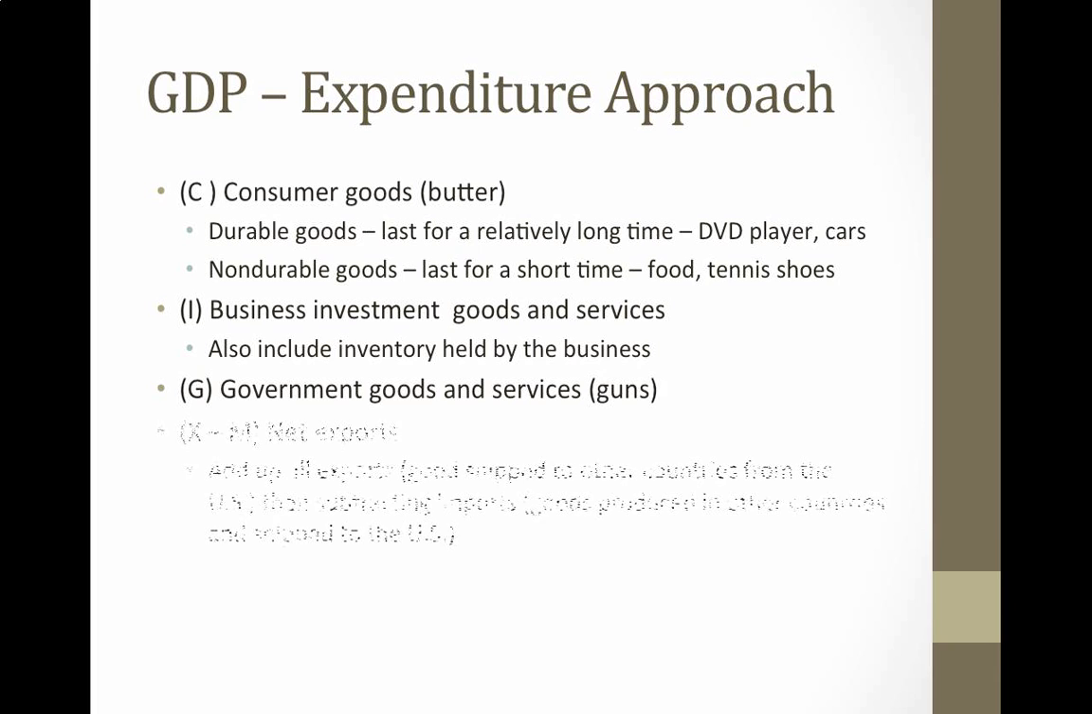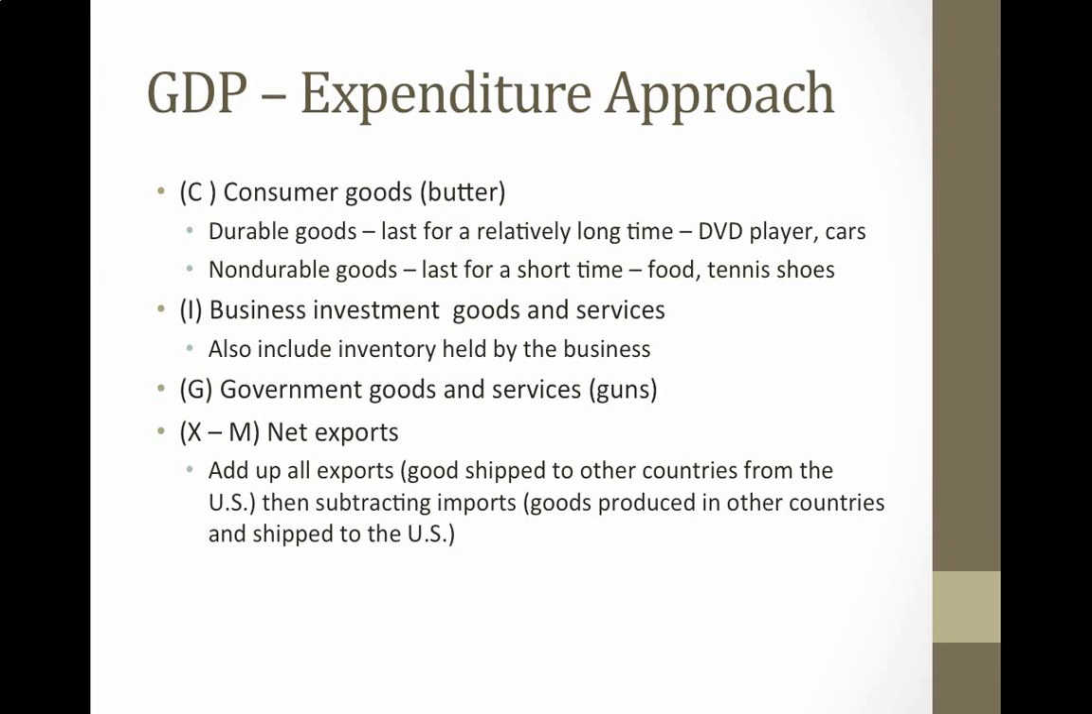Government goods and services, and then net exports, which we will count up all of the things that we export, things that we produce and ship overseas, and then we'll subtract from that goods that are imported to the United States. This number is typically, well, it is negative. We import far more things than we actually export. And here's the formula that we're actually going to use: C plus I plus G plus X minus M. So consumer spending plus business investment plus government spending, and then we're going to add our net exports, which is going to be exports minus imports.